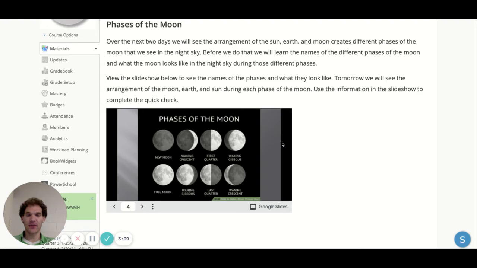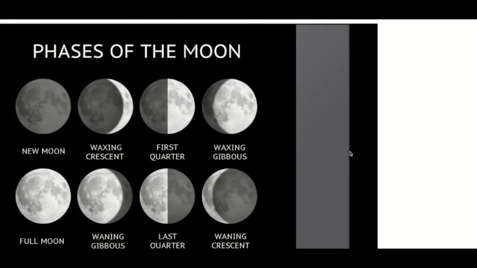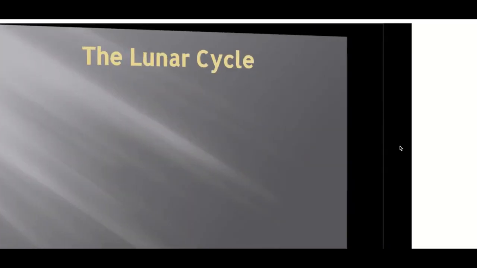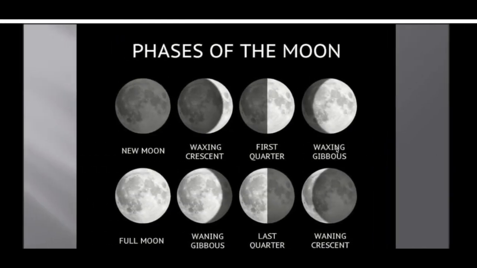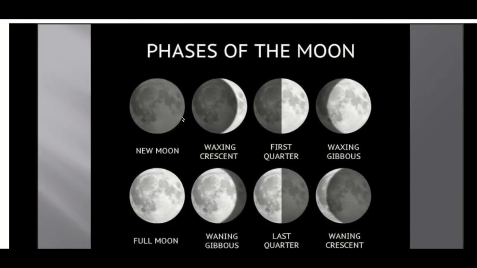Here's a diagram of what those phases look like. So new moon, just kind of shown grayed out here. We can't see any of it. Waxing crescent is when we just see the right side. Kind of looks like a banana shape. First quarter is when we see the right half. Waxing gibbous is when we see the right half plus a little extra. Kind of has that sort of oblong shape to it.